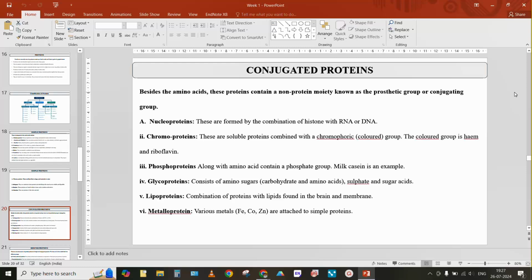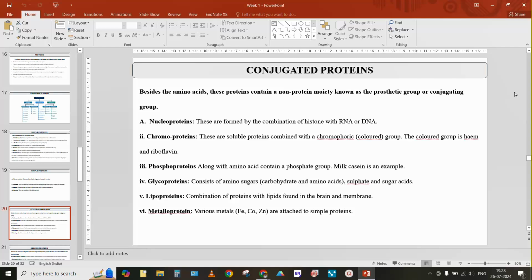Then lipoproteins, which are a combination of proteins with lipids, found in the brain and membranes. Then glycoproteins, which consist of amino sugars like carbohydrates and amino acids, or sulfate and sugar acids also. And the phosphoproteins contain, along with the amino acids, a phosphate group as well. An example is milk casein.